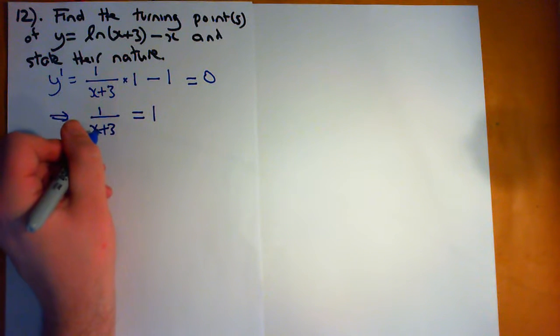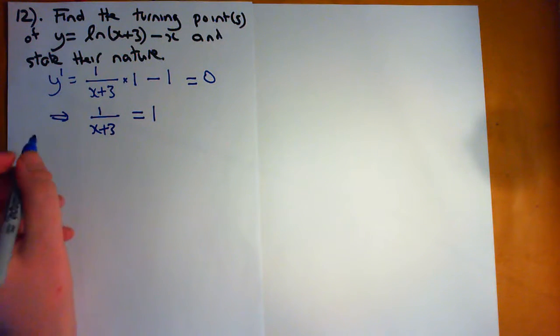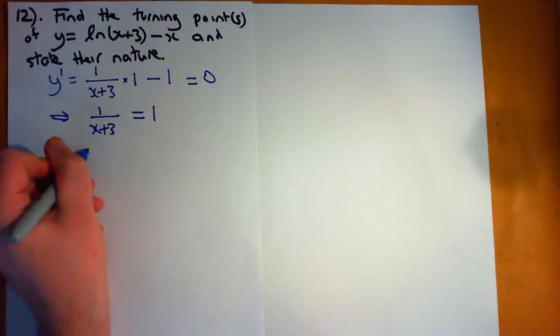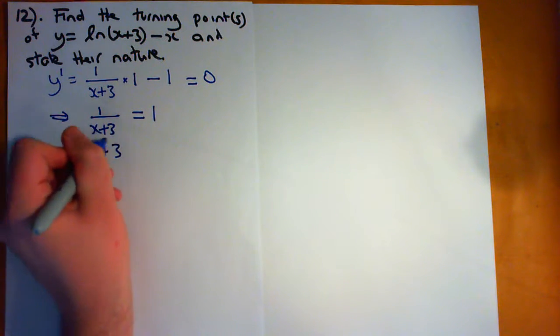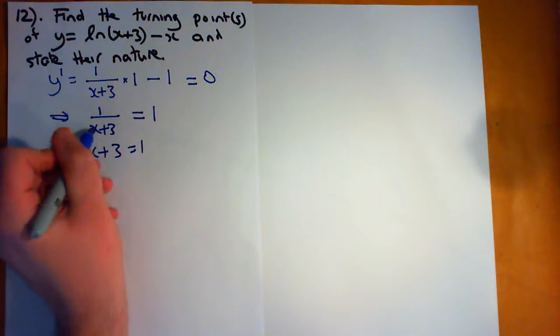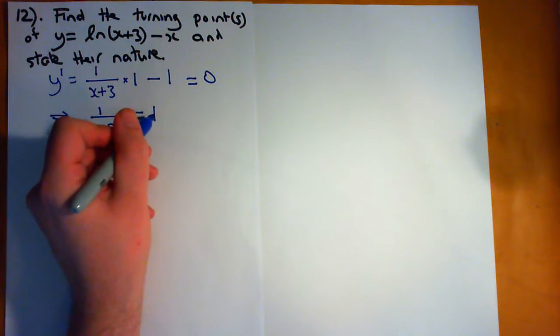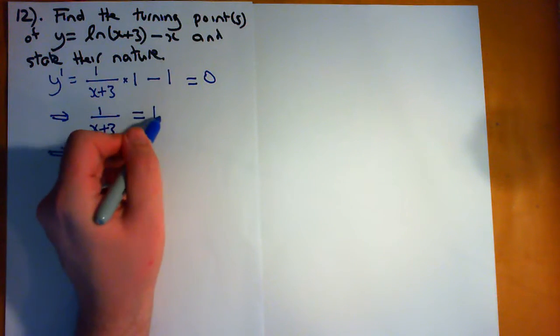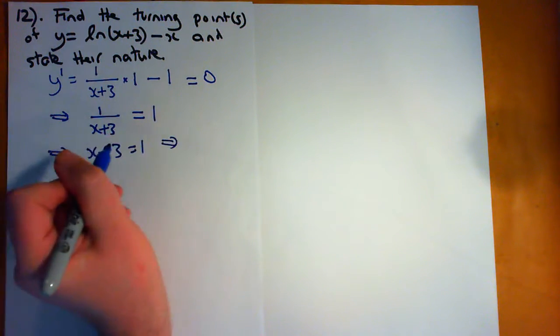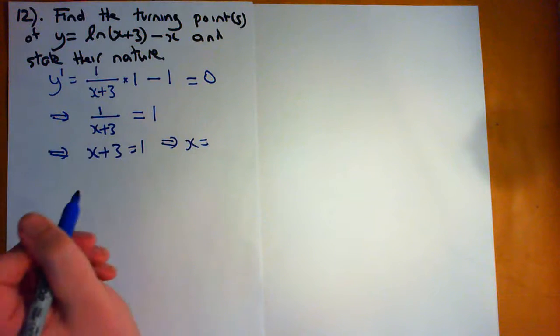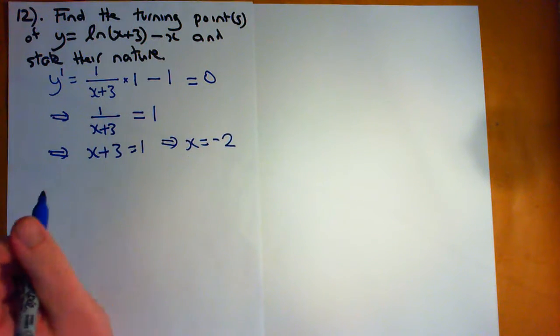Okay, so if we multiply that through by x plus 3, what do we get? We get x plus 3 equals 1. So if we move that x plus 3 there, we get 1 times x plus 3, which is x plus 3, equals 1. If we move the 3 to the other side, that tells us that x equals minus 2.